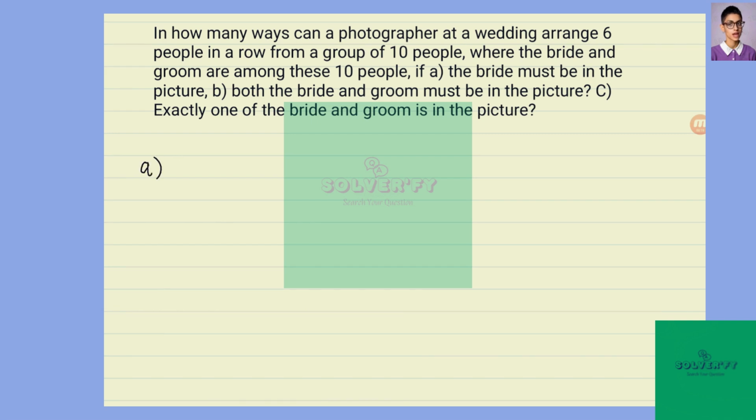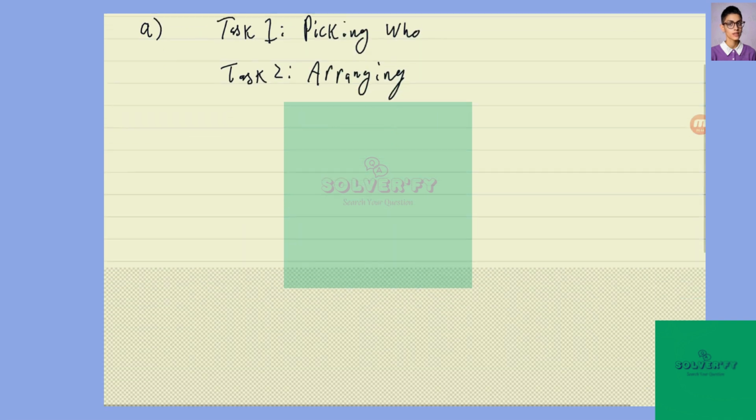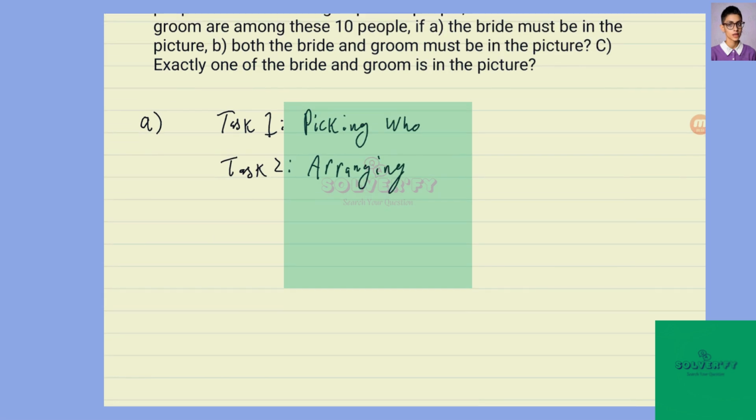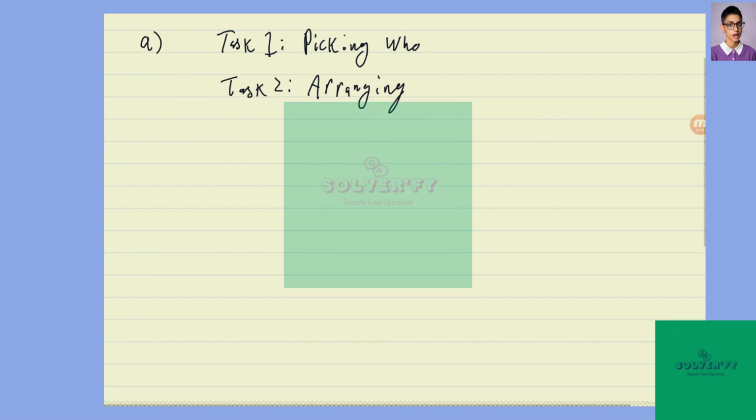So, for part A, I'd say that we want to think about this essentially as 2 tasks. Task 1 is picking who's in the picture, and task 2 is arranging. Since we have task 1 and task 2, ultimately we can apply the multiplication rule, the product rule, and say that the total number of ways will be the number of ways for task 1 multiplied by the number of ways for task 2, but we don't know what those will be just yet.